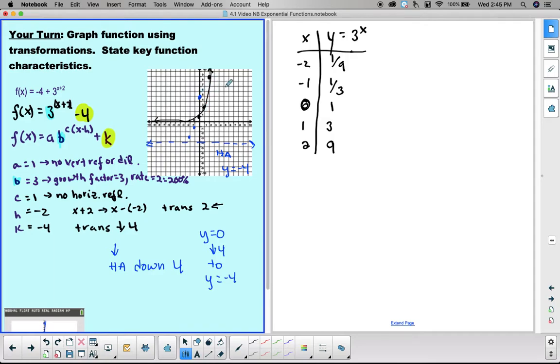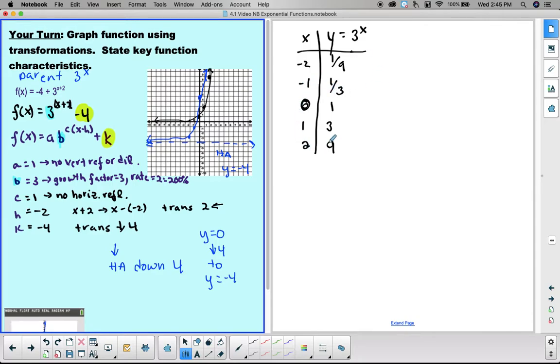And so now we've moved every point that we plotted. We moved it left 2, down 4, and we moved our horizontal asymptote. And now we can just sketch in this function. Boom. We've used transformations to transform this function from the parent function, which was 3 to the x. So the parent was 3 to the x.